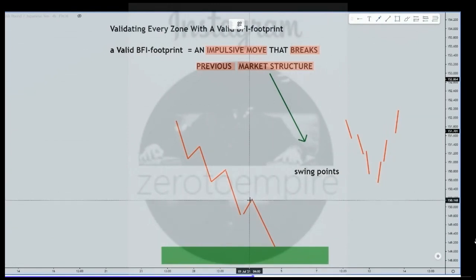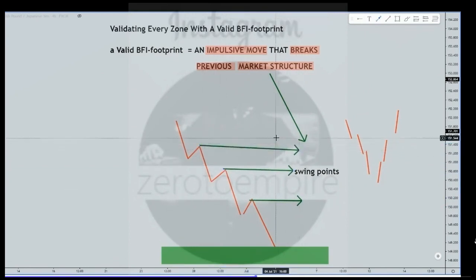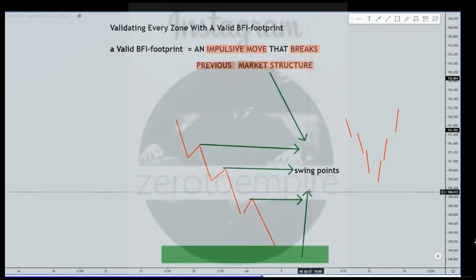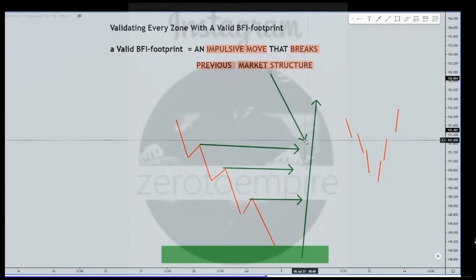Here are the swing points. Here's one, here's another one, here's another one. What's the difference between a footprint that only breaks this and then comes back versus a footprint that breaks all of these and then maybe comes back?